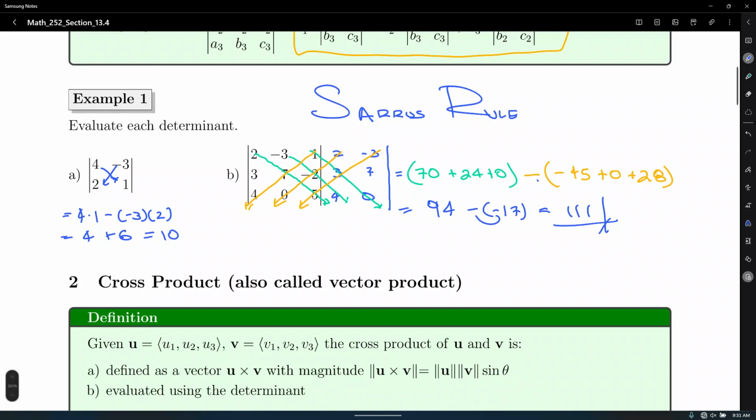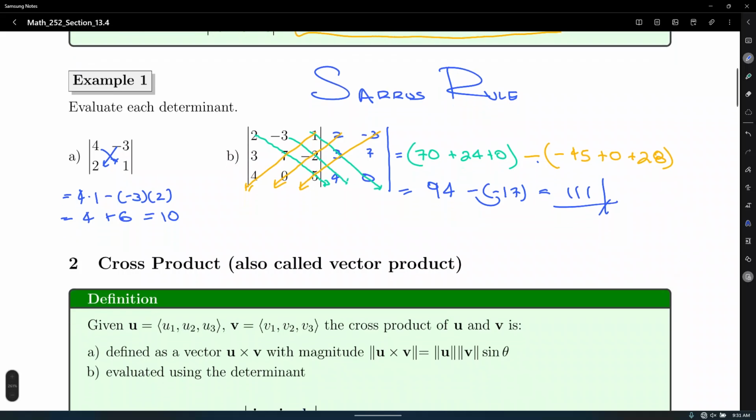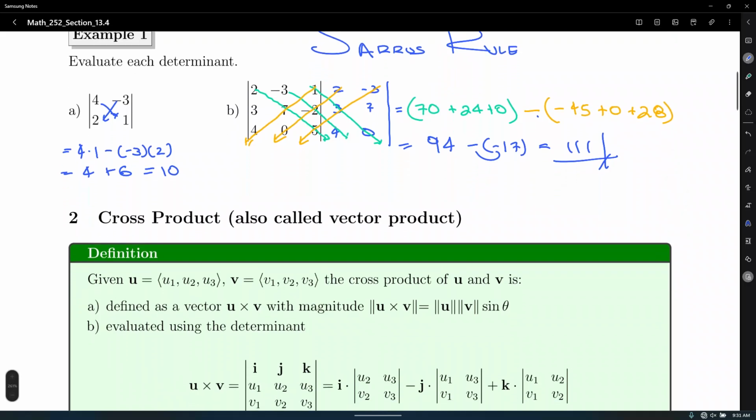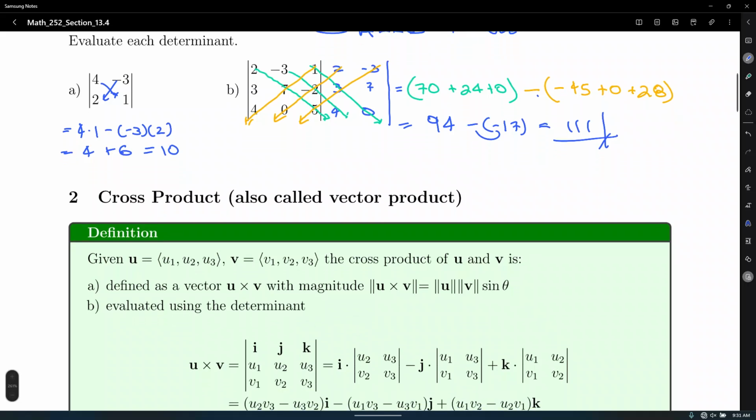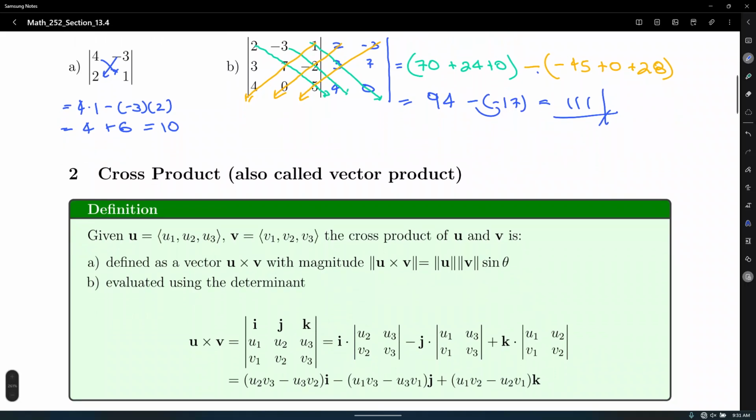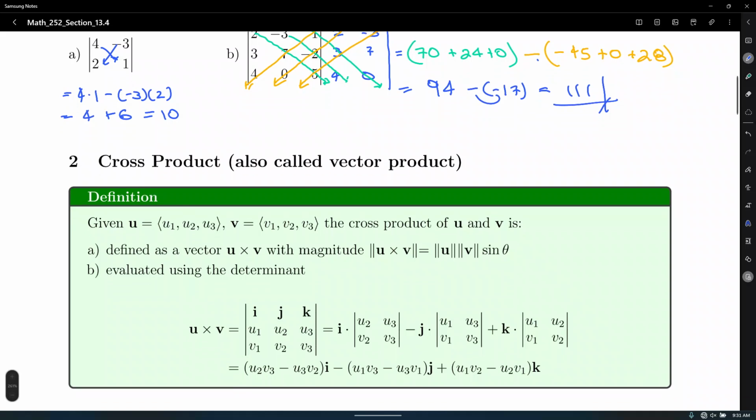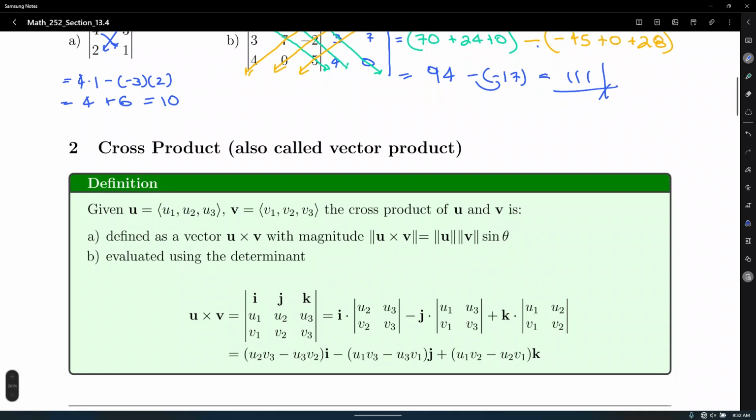So we're going to use this rule to evaluate 3 by 3 determinants to find the cross product between two vectors, because, unlike the dot product, this cross product is not just multiplying component-wise all the components of the vector. No, in this case, we need to set up a 3 by 3 matrix, where the first row is the standard unit vectors i, j, and k, and the remaining two rows are the given two vectors that we want to find the cross product of.